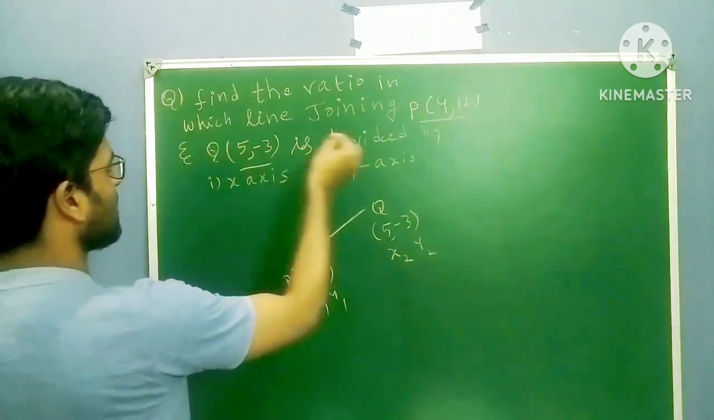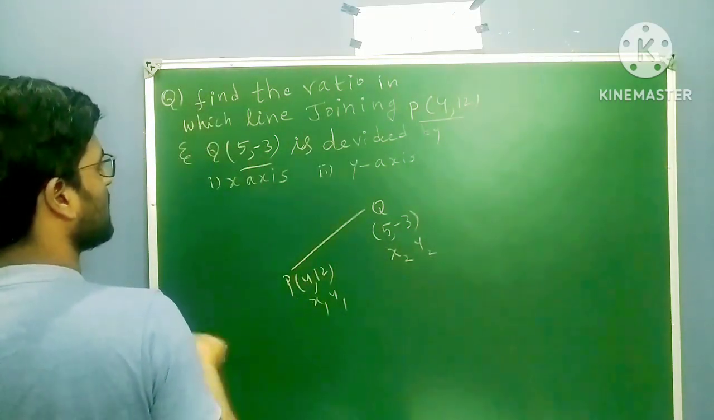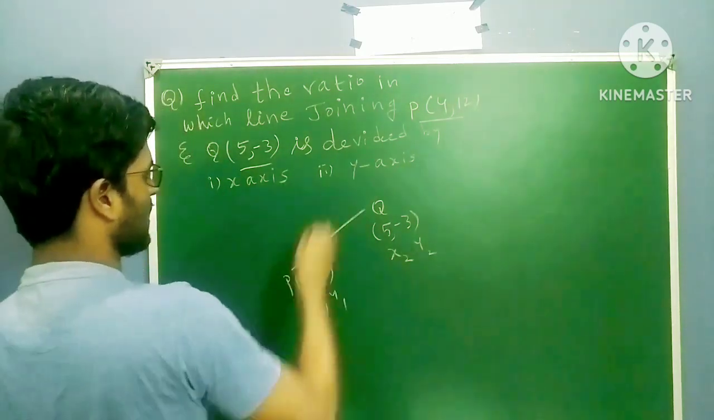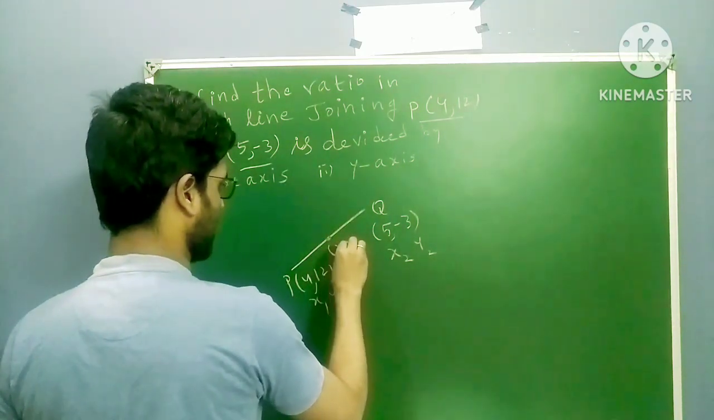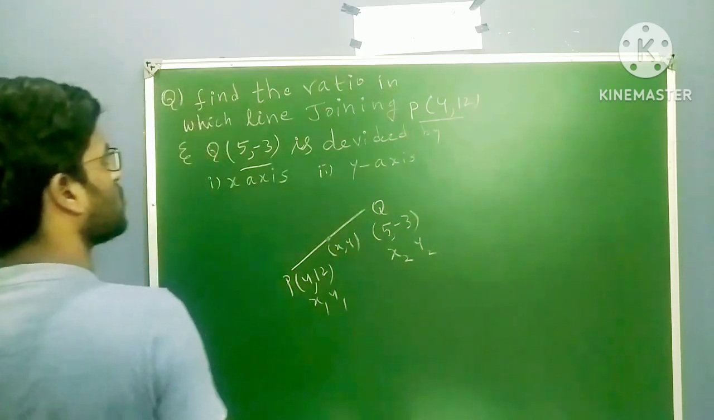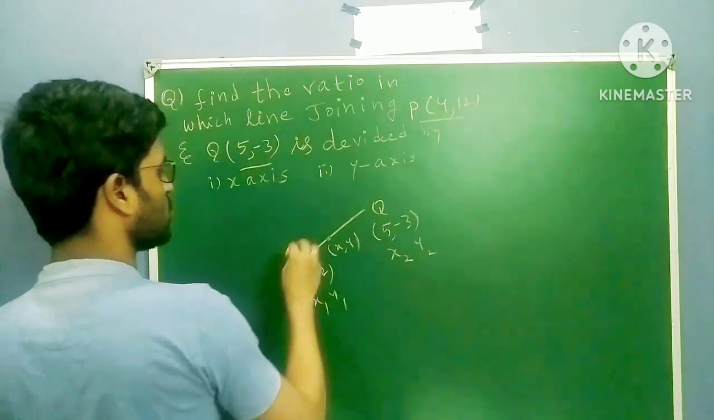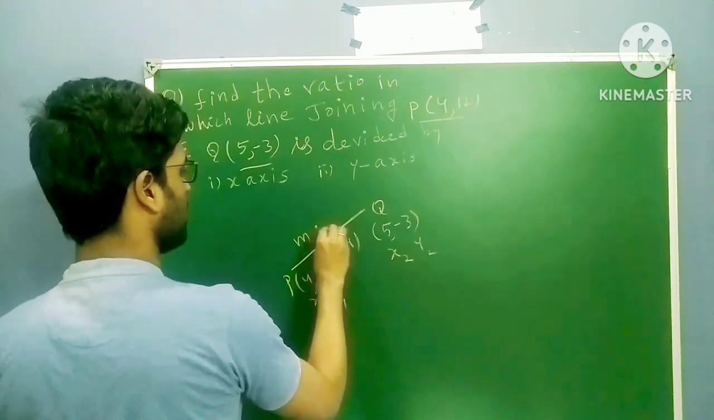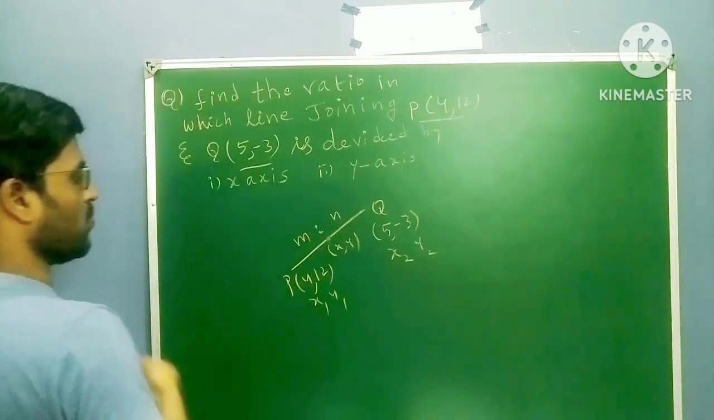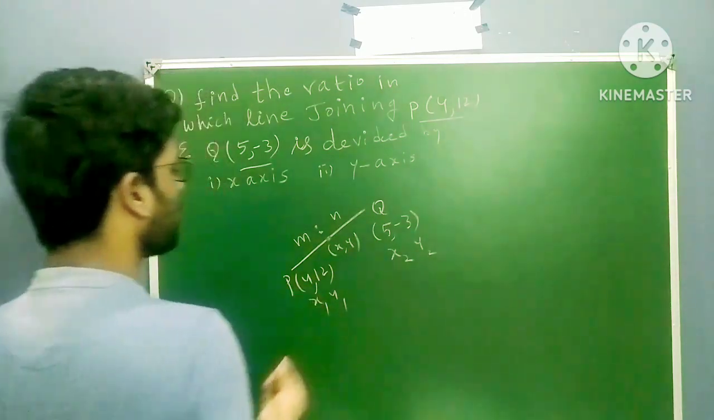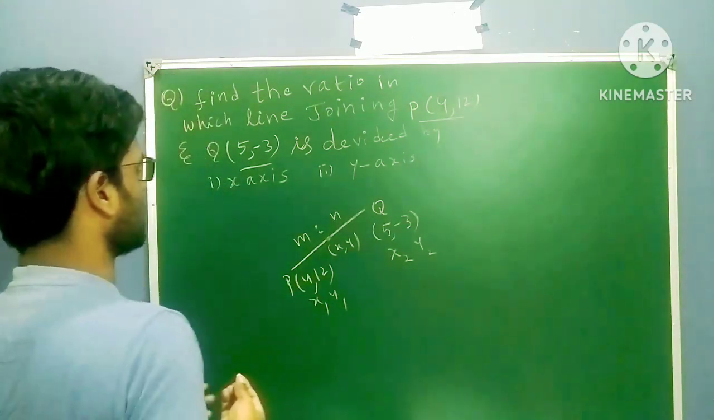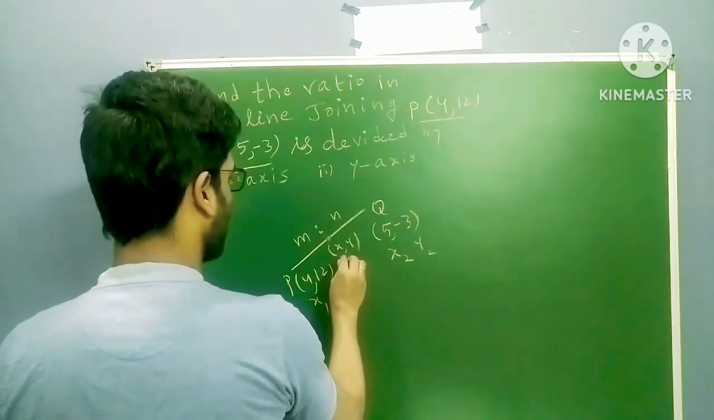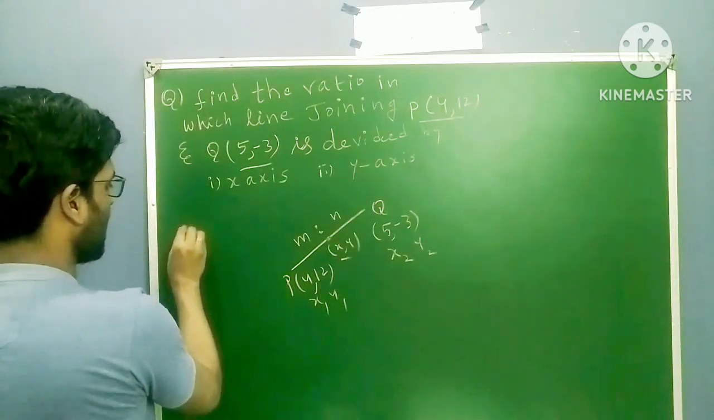Now this line is divided at one point by the x-axis and y-axis, so the dividing point is (x,y). Now we have to find the ratio. I'm taking it as m is to n. This is the whole question. Listen, if you want to find the ratio by the x-axis, there is a formula for x. What is that?